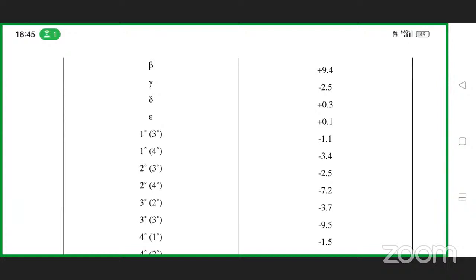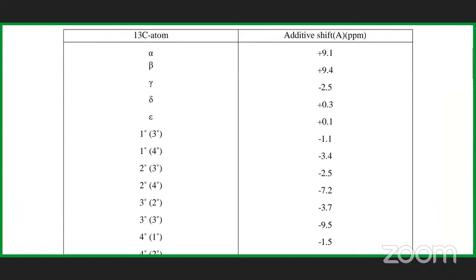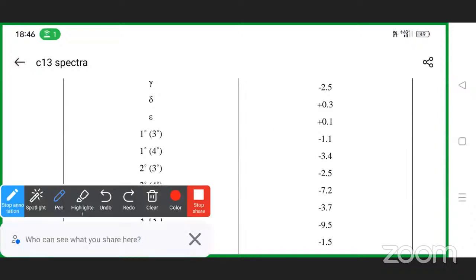And if that particular tertiary carbon is attached to the primary carbon, then the value is minus 1.1. And the quaternary carbon is attached with a primary carbon. For example, here, this is the tertiary carbon, and this is your primary carbon. So in that case, you have to take the value of minus 1.1.